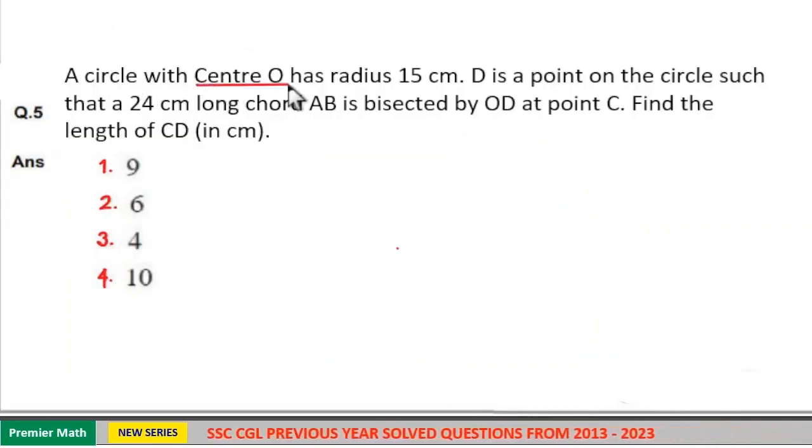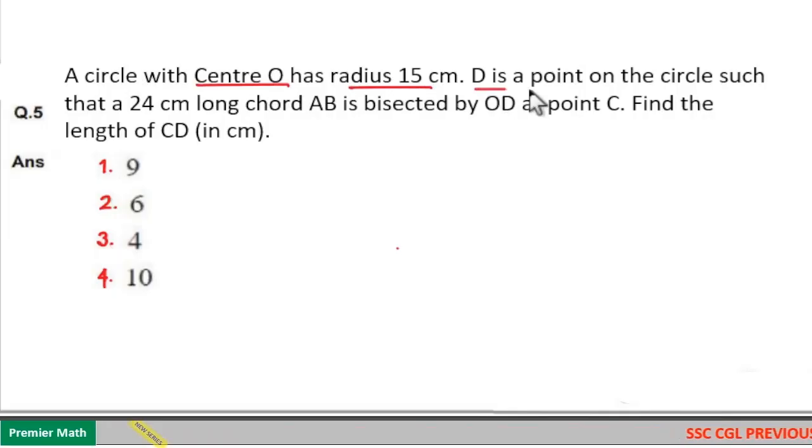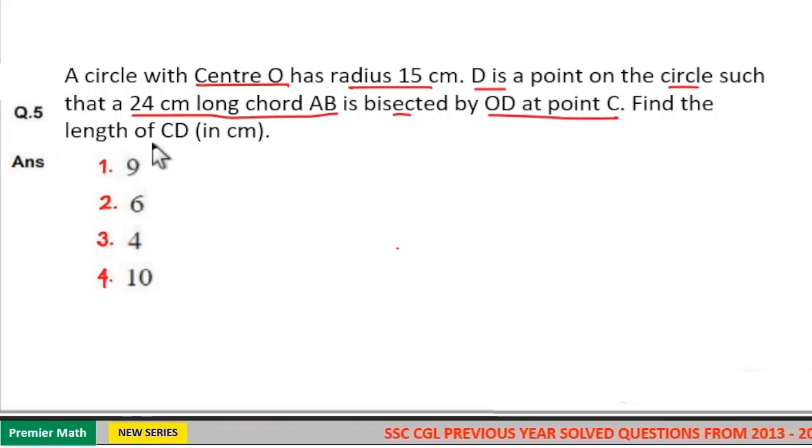A circle with center O has radius 15 cm. There is a point D on the circle such that a 24 cm long chord AB is bisected by OD at point C. Find the length of CD.